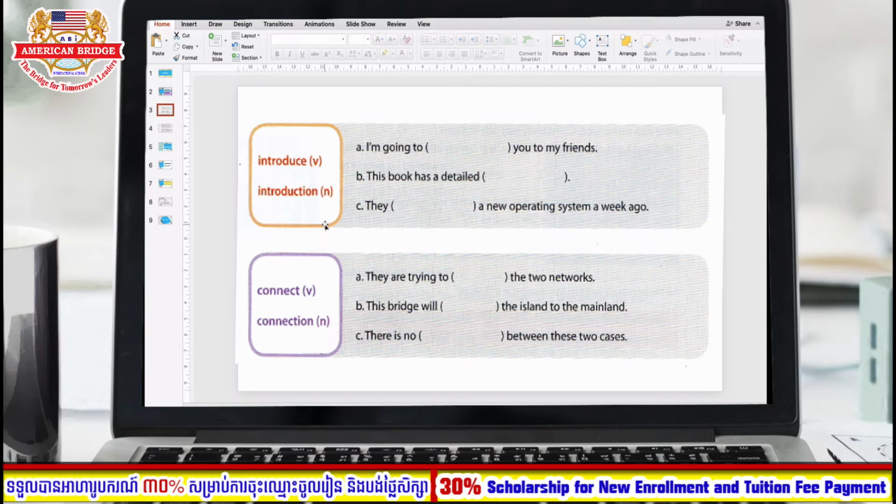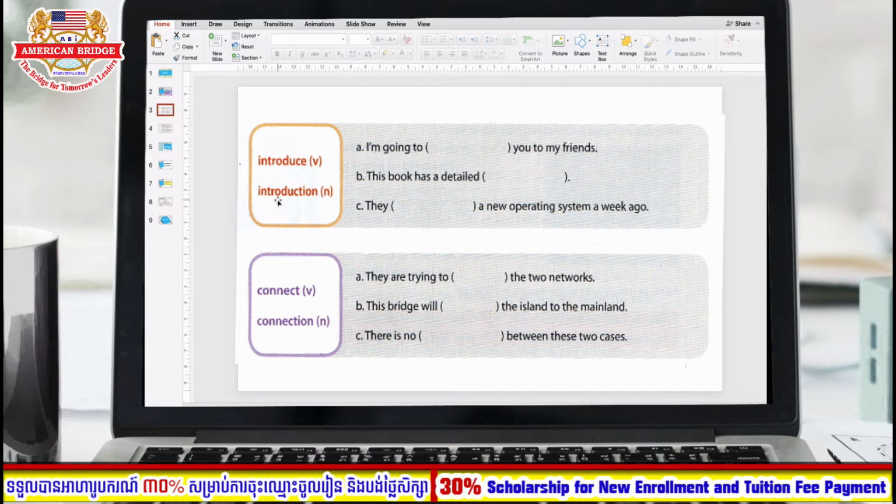I am not going to emphasize the meaning of this vocabulary because it is relatively easy for all of you. So let's focus on the use of these words. Here we have the word introduce, which functions as the verb, and for the noun it is introduction. It comes from the word introduce, and if you want to change the word introduce to form a noun, you need to add tion, so it becomes introduction.